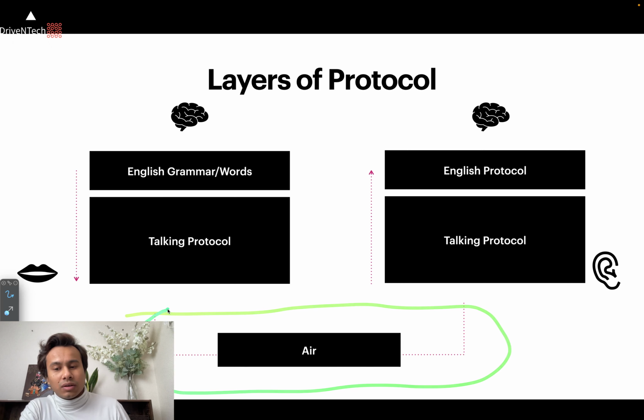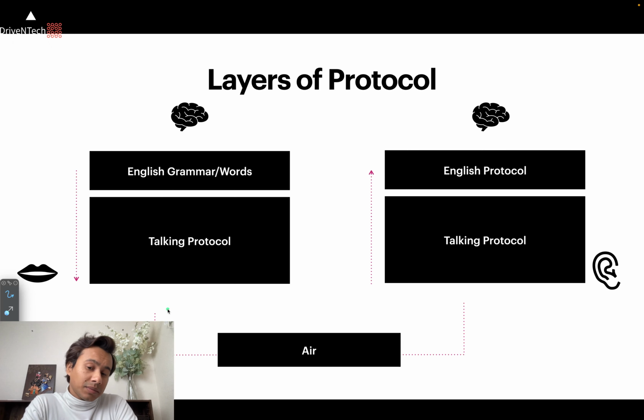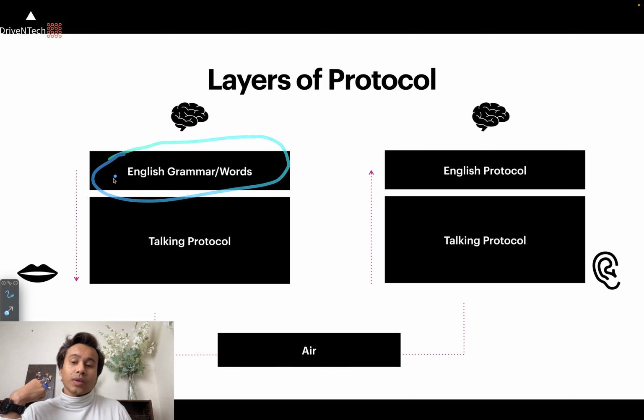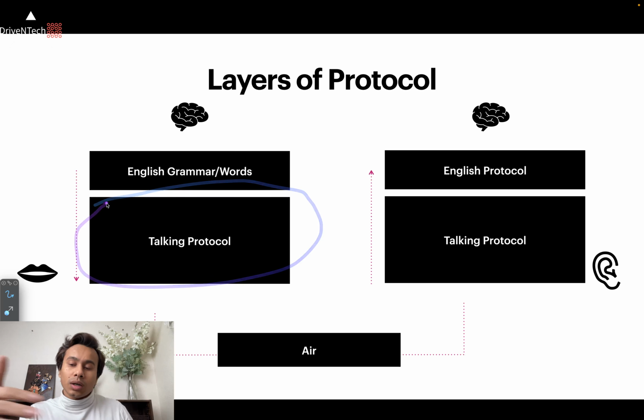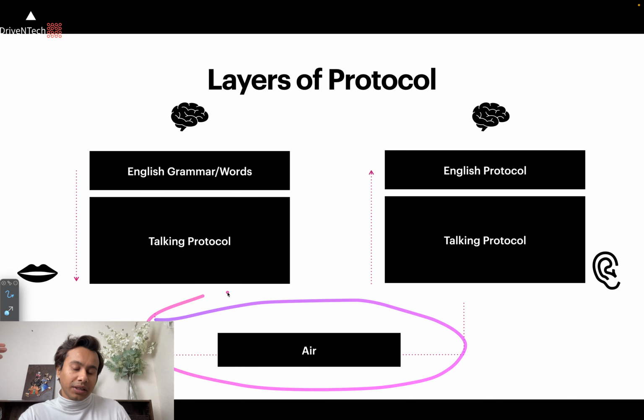or of course any communication will need some kind of physical medium. It can be air, it can be internet, or it can be anything. So air, let's keep it air here. So when we are talking through air, first our idea started in our brain, then we converted that idea into English, then we converted that English sentence into sound, and the sound is traveling through air. This is the physical medium.